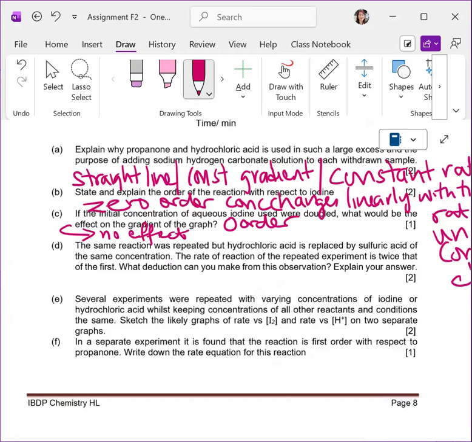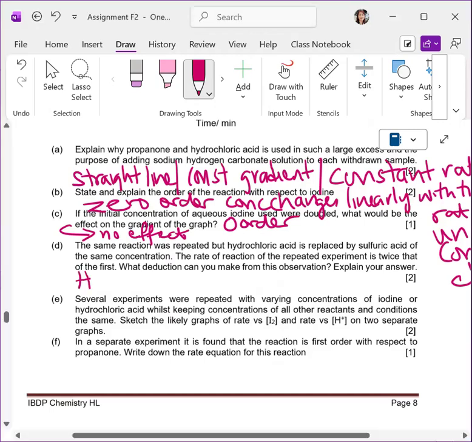Okay? Next. The same reaction was repeated, but HCl was replaced by sulfuric acid of the same concentration. The rate of the experiment repeated is now twice. So they are telling you, now the rate is double after we just replace our HCl with sulfuric acid. What deduction can you make?